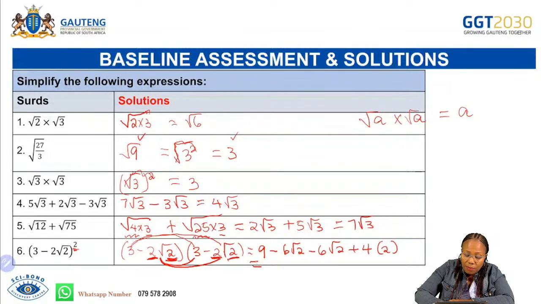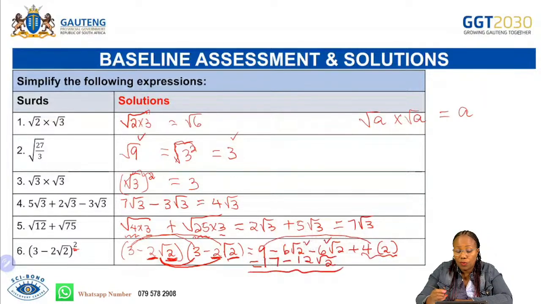And then now simplifying that further, it's a 9. Remember, this will give us 8. Therefore, it will be 9 plus 8, of which is a 17. And then minus 6 square root 2 minus 6 square root 2, it will be minus 12 square root of 2. That is the answer, grade 12, for that one. I hope you managed to reach that point.